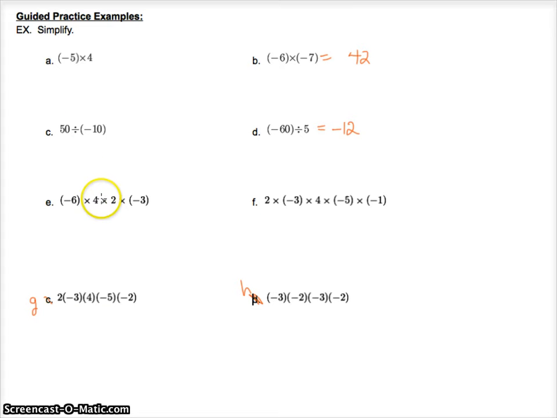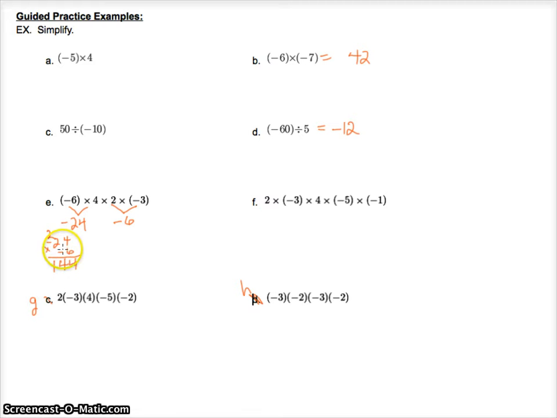So let's first look at letter E. I've got negative 6 times 4. Well, that's negative 24. And I've got 2 times negative 3. Well, that's negative 6. Negative 24 times negative 6. Well, now I can just do negative 24 times negative 6 and multiply that. 6 times 4 is 24. 6 times 2 is 12, plus 2 is 14.